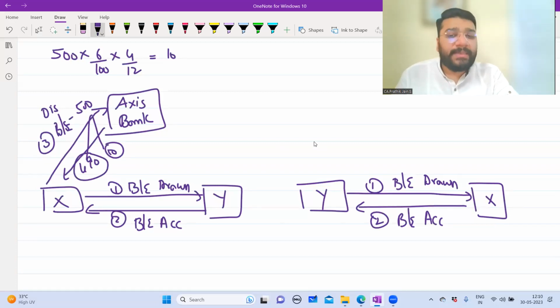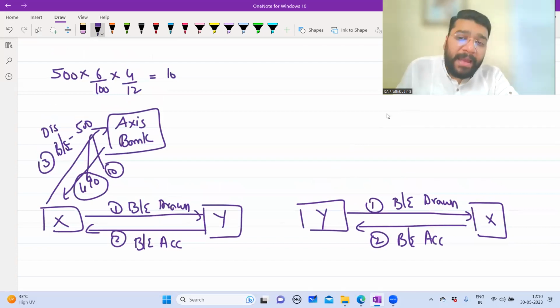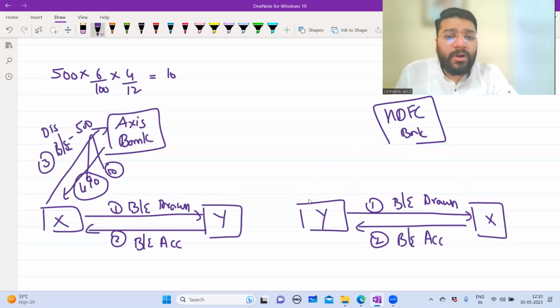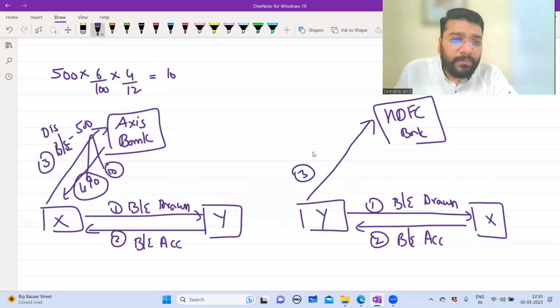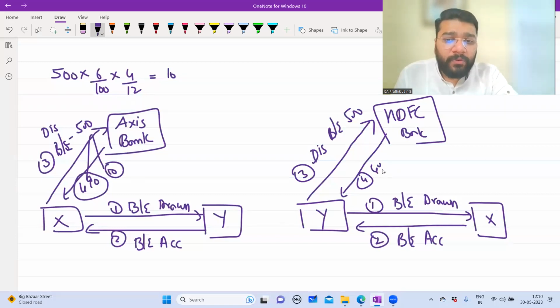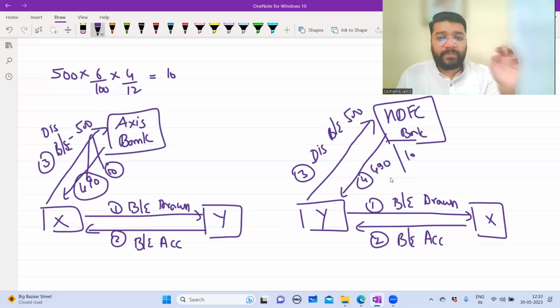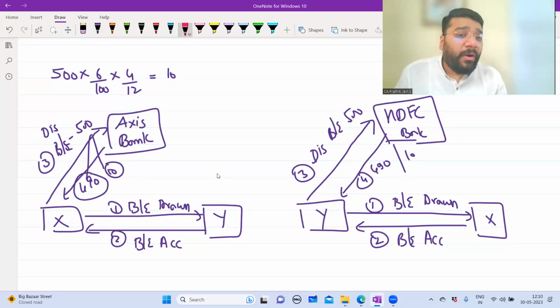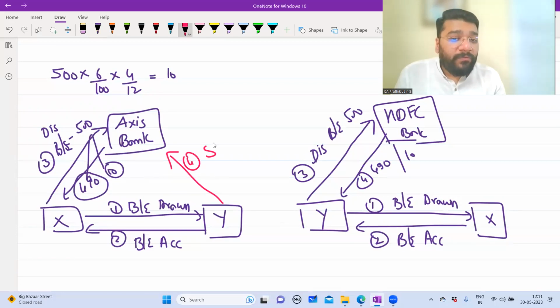Now, same way, Y goes to his banker. He has his account in HDFC Bank. Y has got one bill, and he will give this bill, discounting the bill of exchange worth 500, to HDFC Bank. In return, HDFC Bank will give 490 rupees, so 10 rupees is the discounting charges. Till this clear? On the due date, Y has to make the payment to Axis Bank. How much money does Y have to pay? 500 rupees. Y has to make the payment to the bank.